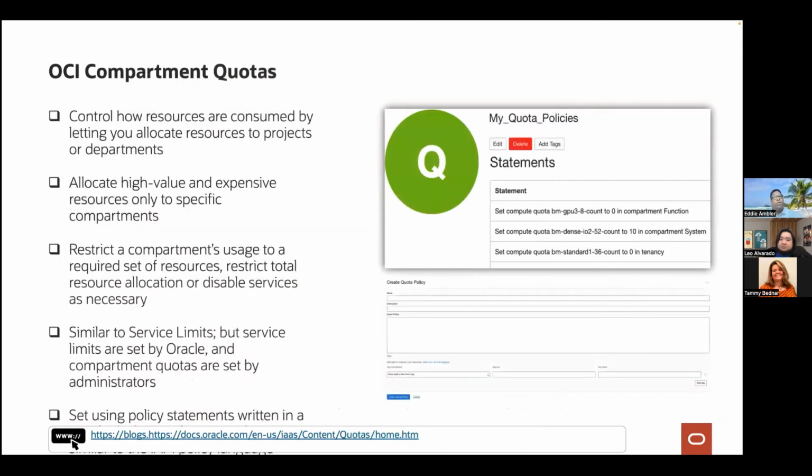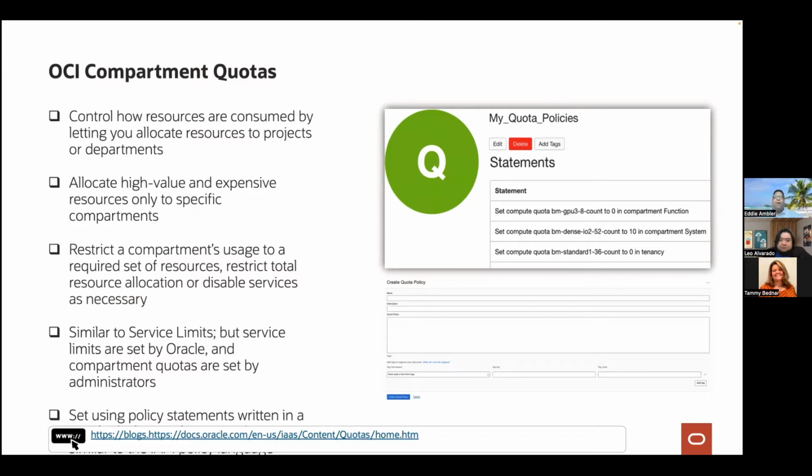So let's talk about quotas, which is a very similar thing, but quotas are applied to the user groups there. Quotas control how resources are consumed, letting you allocate resources to a project, or like I said, to a department, right? So you can determine how many OCPUs a project can use, a department can use, how many database instances a project can spin up. So out of the tenancy's total allocation entitlement, you can take a portion of it and give it out to a compartment as a quota. Okay.